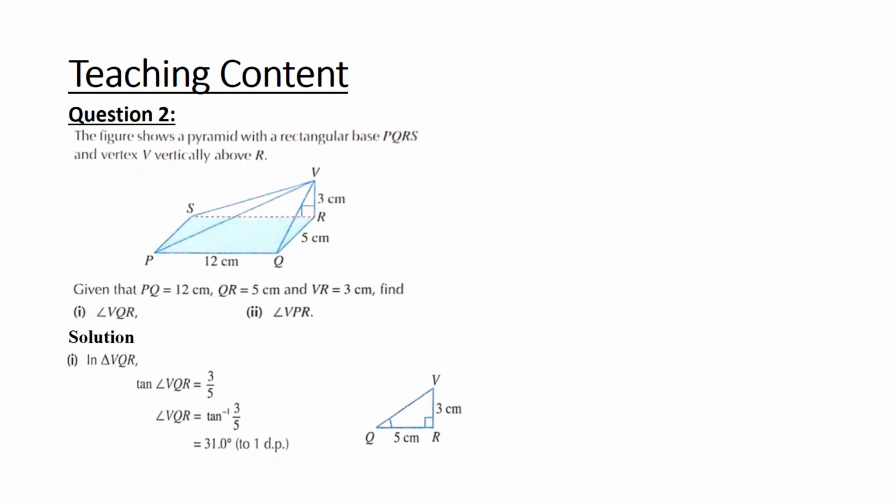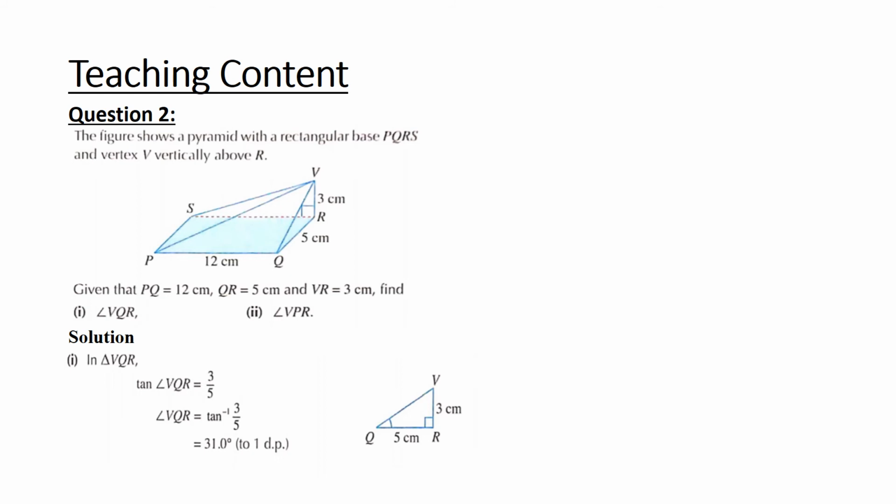Dear students, let us take another question. In this question, the figure shows a pyramid with a rectangular base PQRS and vertex V vertically above R. Given that the length PQ is 12 cm, QR is 5 cm, and VR equals 3 cm, we need to calculate the angle VQR and angle VPR.